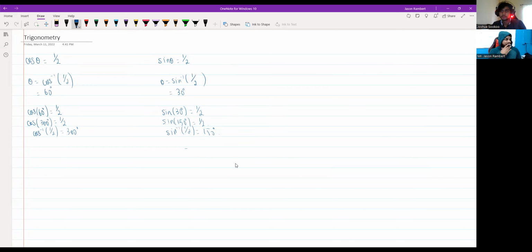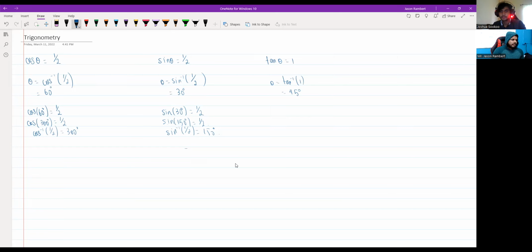Now you might be thinking, everything I use is a half. What is the deal with that? Does it only work for a half? The answer is no. What about if I say tan of theta is equal to 1? What is theta? Wouldn't it be tan inverse of 1? And theta will be equal to, if I'm correct, 45.